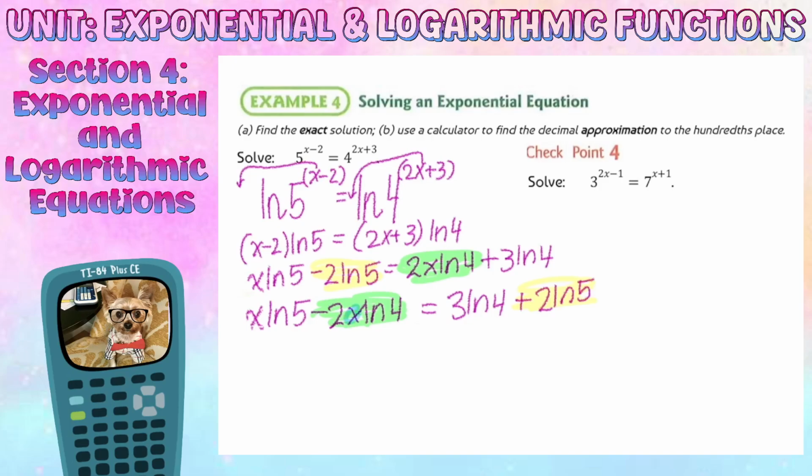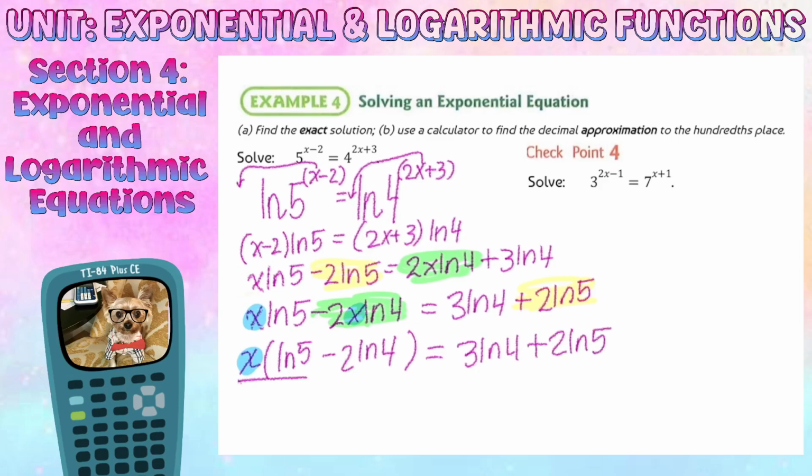Next, I have x over here and x over here, so I'm going to factor x out. x is my greatest common factor. I'm left with ln 5 minus 2 ln 4 equals 3 ln 4 plus 2 ln 5. Nothing's an exponent right here. Sorry, my handwriting's a little sloppy. To get x alone, all I need to do is divide by ln 5 minus 2 times ln 4, and what you do to one side, you do to the other.